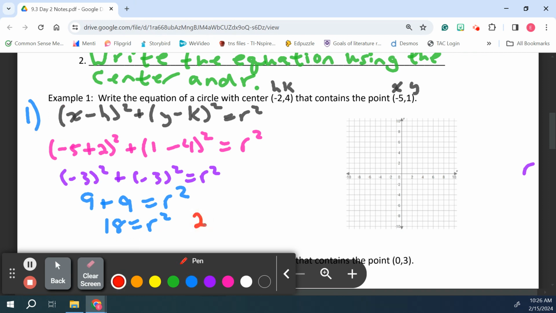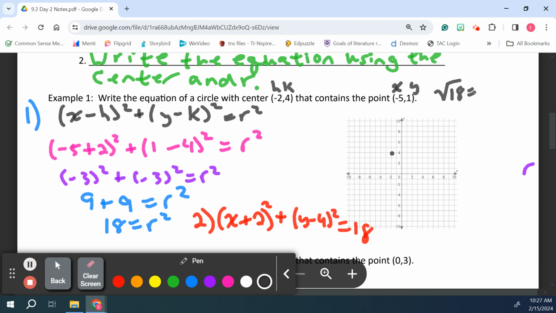Our step two is write the equation. So this will be (x plus 2) squared plus (y minus 4) squared equals 18. Now I know there's a graph here. And if we wanted to graph it, we would start at our center, which is (-2, 4). And then we would take the square root of 18. Someone tell me, what is the square root of 18? This one you're going to need a calculator for, because I don't even know this one off the top of my head.